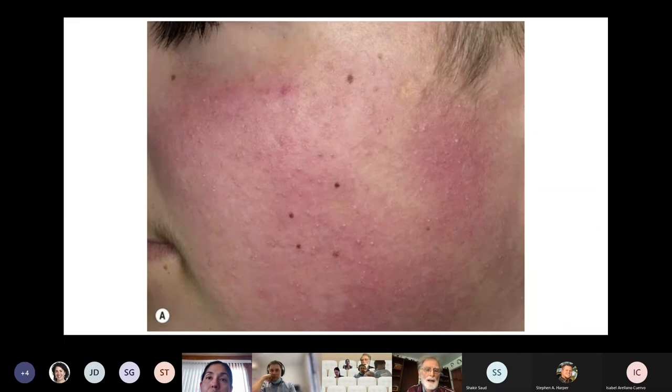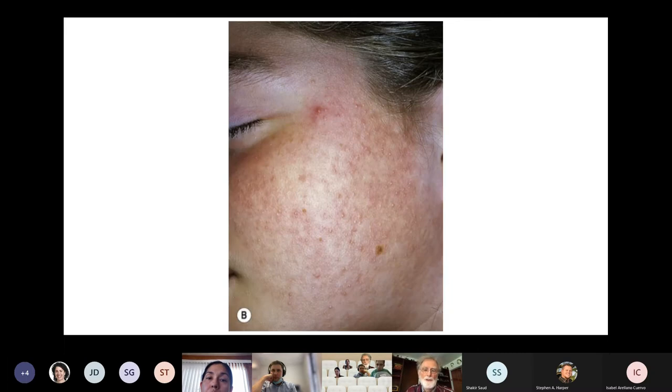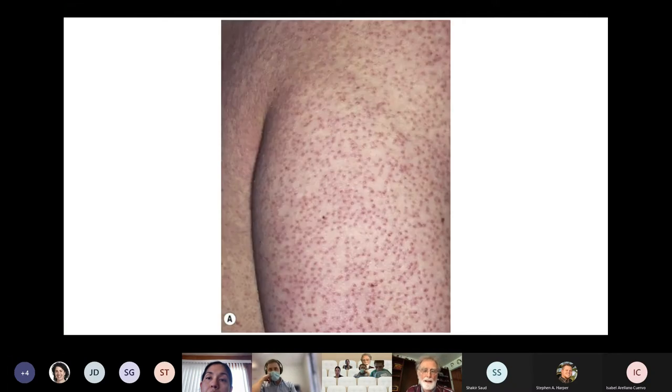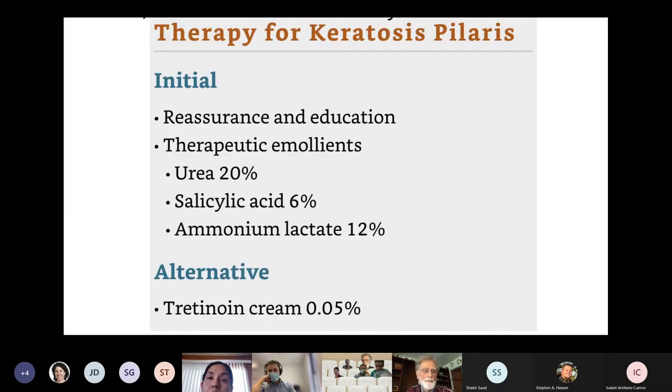And now we're getting more pustular. More pustular, and maybe even infectious. Anything that can be pustular can be invaded secondarily. Really bad case, keratosis pilaris rubra. And they come back and they say, that AmLactin just didn't work. It helped maybe 10%, but what else have you got?